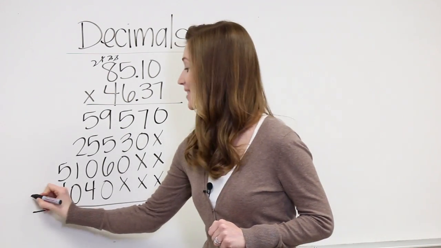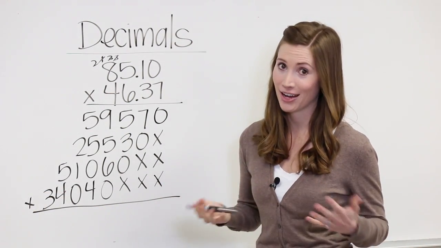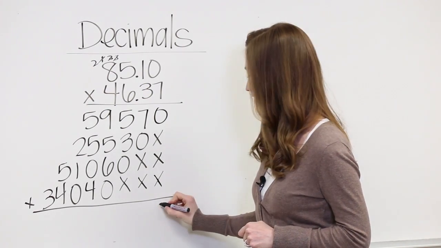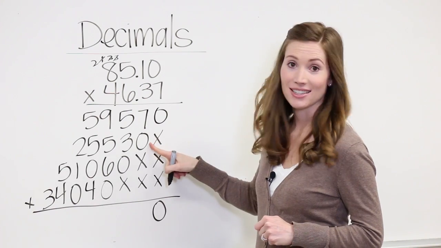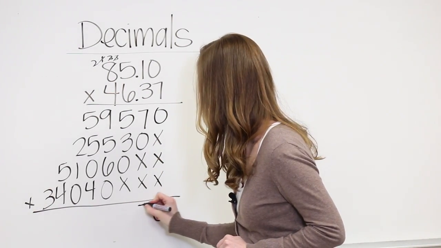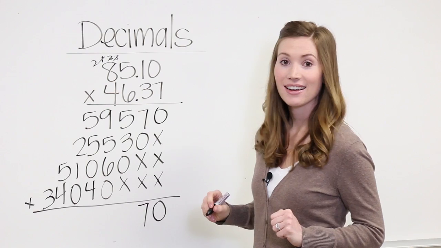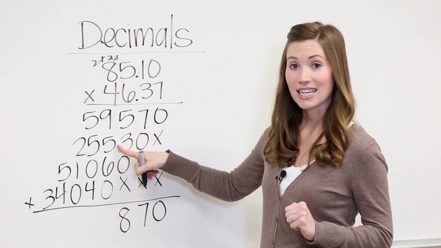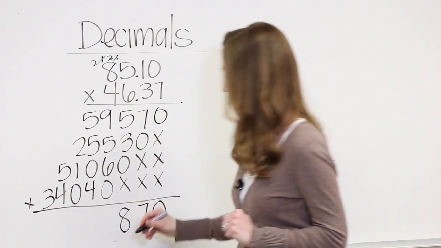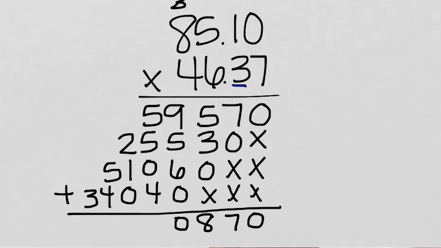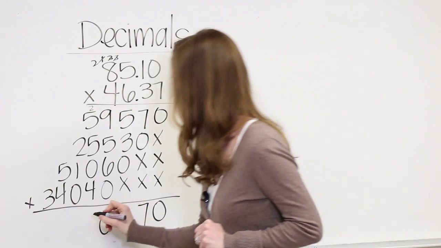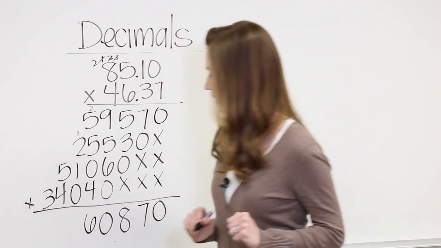Okay, now it is time to add all of these numbers to get our final product. At last, we're almost there. 0 plus nothing is 0. 7 plus 0 plus nothing is 7. 5 plus 3 is 8. 9 plus 5 is 14. Plus 6 is 20. Write the 0, carry the 2. 5 plus 5 is 10. Plus 4 is 14. Plus 2 is 16. Write the 6, carry the 1.